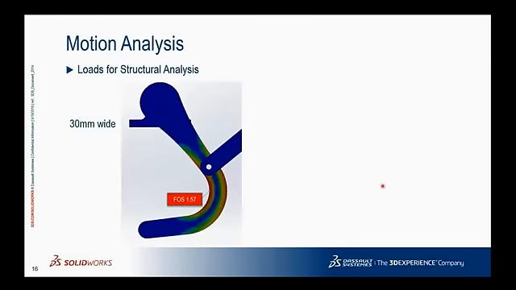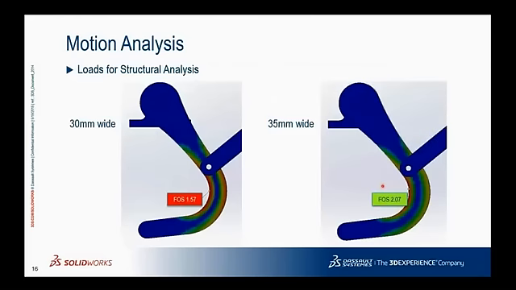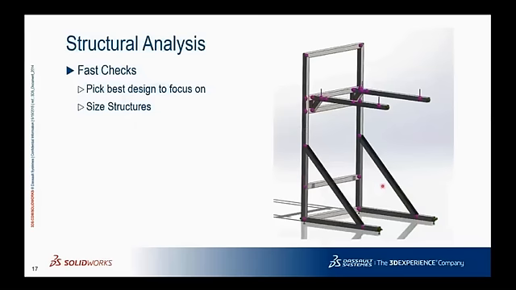And when we run that initially in simulation with a 30mm wide hook, the factor of safety is 1.57. So, a quick change to the dimensions, and we increased it to 35mm, and the factor of safety is just over 2. So again, we're trying to focus on those initial sizings to get to where we need to as fast and as efficiently as possible.